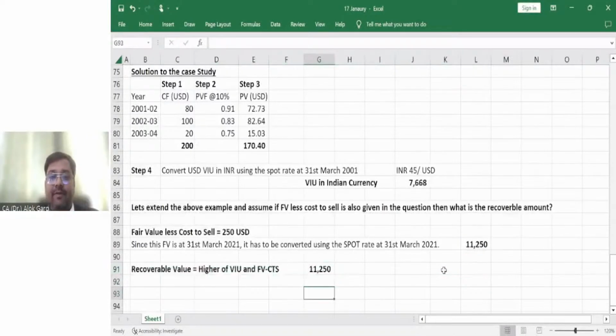Right, friends, is it okay? Please tell me if it is okay. Clear? Is it clear, guys?